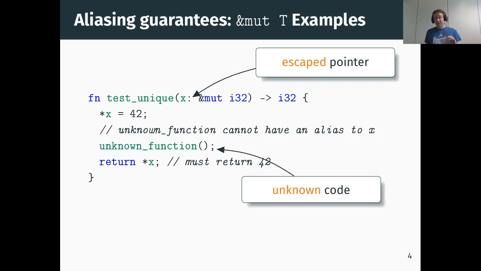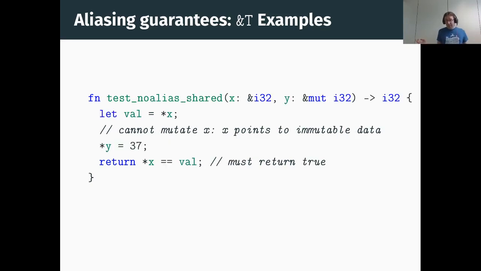But the alias information that Rust adds on all of these mutable references is what enables us to still say something about x even though the pointer is escaped. As a similar example, we can do something with shared references, where here we have a function that takes x, a shared reference, and y, a mutable reference, and then the first thing it does is it reads x, then it writes something to y, 37, and then it reads x again. And the point is, because x points to read-only immutable data, reading it twice has to return the same value. So this function will always return true.